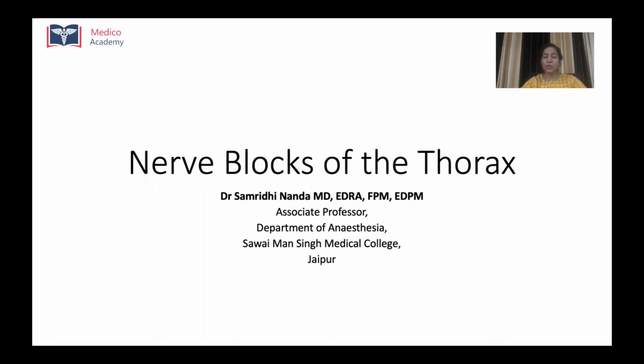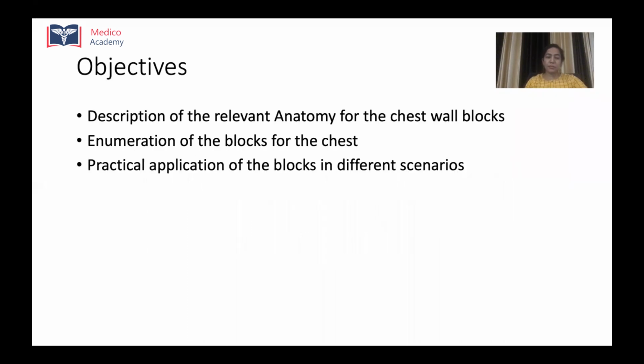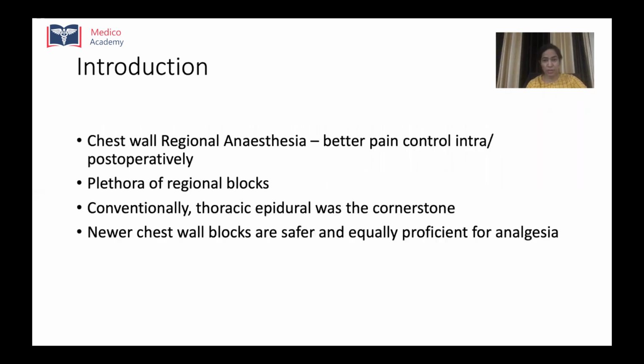And I'm going to be talking about nerve blocks of the thorax. So basically, I'm going to be covering the description of the anatomy, the relevant anatomy or the functional anatomy for the chest wall blocks. I'm going to enumerate the blocks for you. And also, I'm going to tell you about the practical application of the blocks in different scenarios.